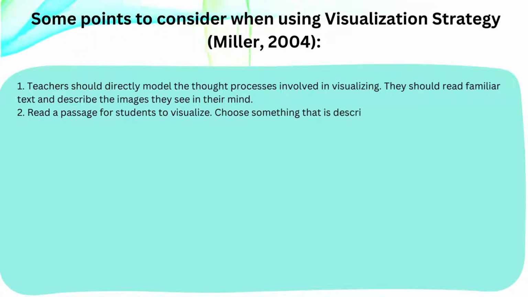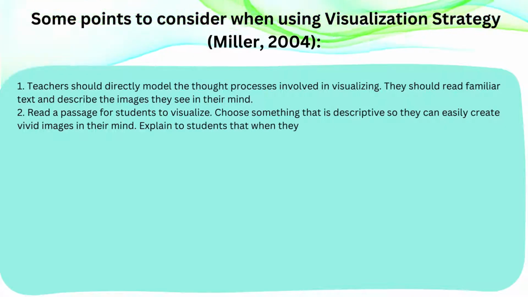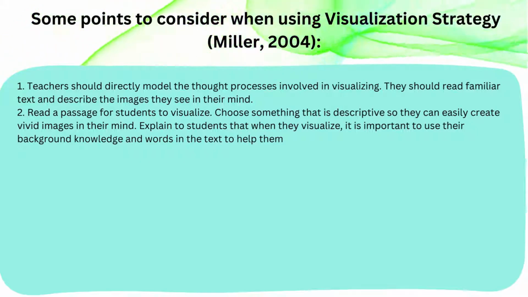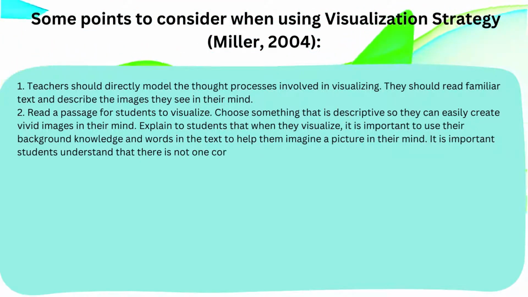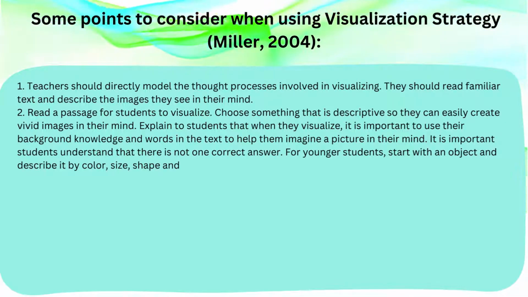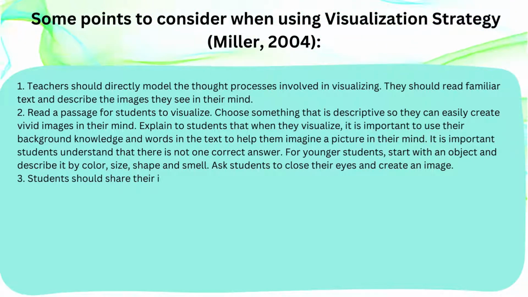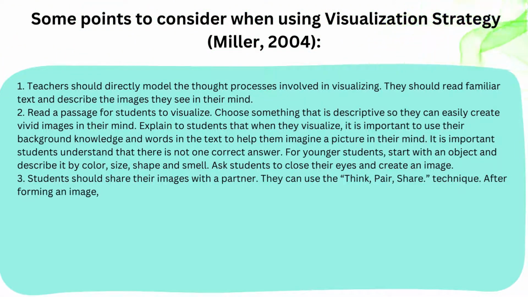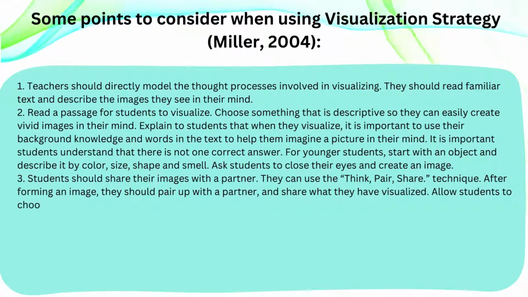2004. 1. Teachers should directly model the thought processes involved in visualizing. They should read familiar text and describe the images they see in their mind. 2. Read a passage for students to visualize. Choose something that is descriptive so they can easily create vivid images in their mind. Explain to students that when they visualize, it is important to use their background knowledge and words in the text to help them imagine a picture in their mind. It is important students understand that there is not one correct answer.